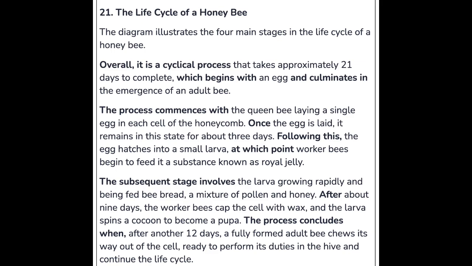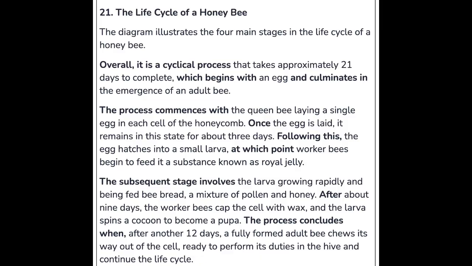Overall, it is a cyclical process that takes approximately 21 days to complete, which begins with an egg and culminates in the emergence of an adult bee. The process commences with the queen bee laying a single egg in each cell of the honeycomb. Once the egg is laid, it remains in this state for about 3 days.